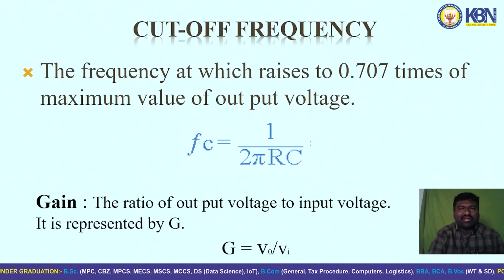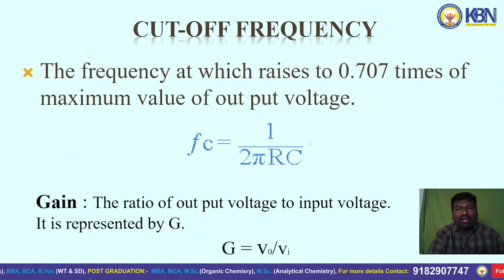The cutoff frequency of the high pass filter is the frequency at which the output rises to 0.70 times, or minus 3 dB, of the maximum value of output voltage. Here, for a low pass filter or high pass filter, the cutoff frequency Fc equals 1 by 2 pi RC. Gain is the ratio of the output voltage to the input voltage, represented by capital G, and its units are decibels.